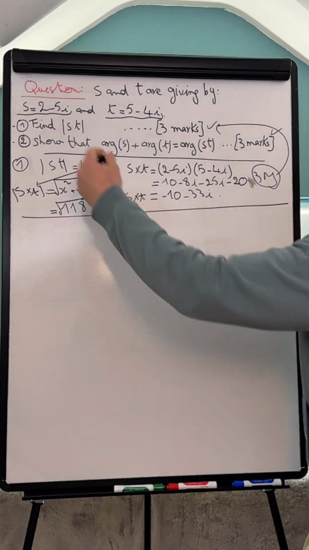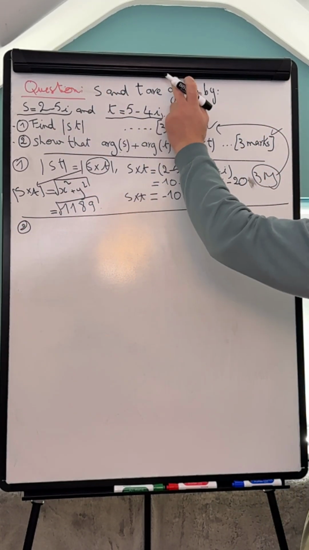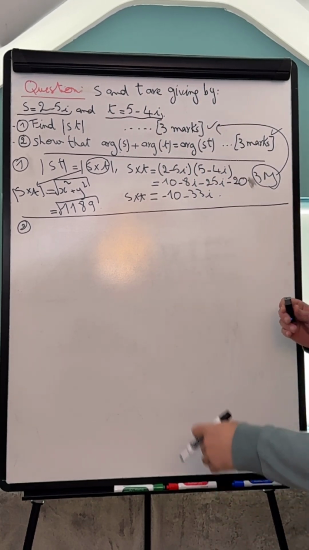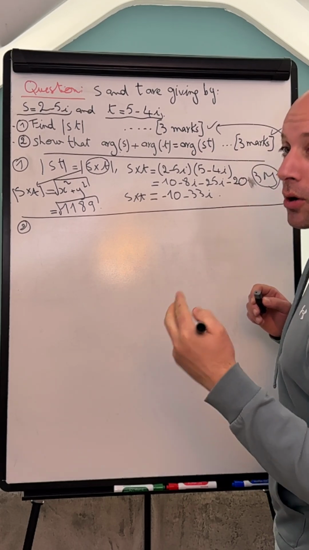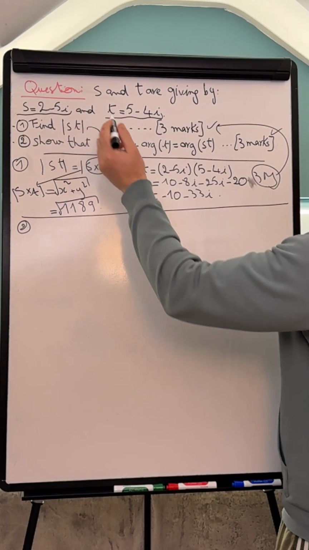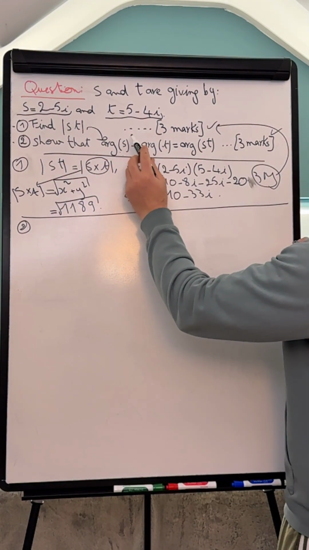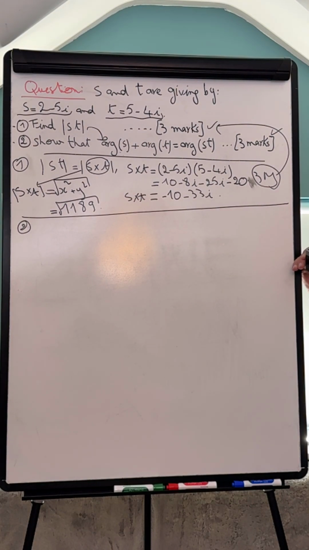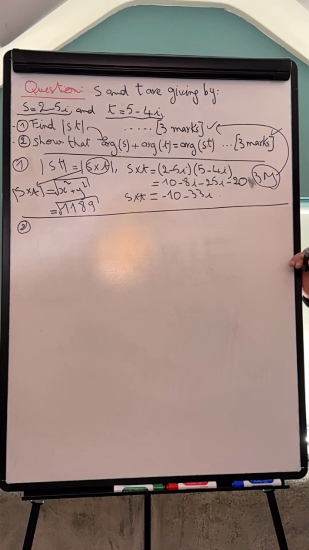For the second part, we're still using the same complex numbers, S and T. As I said in the past, S and T are just names. You can name them S, T, Z, or whatever. Now, from the modulus, we're going to go to the arguments. We've spoken about the argument. We're asked to show that the argument of S plus the argument of T equals the argument of S times T, where S and T are complex numbers.